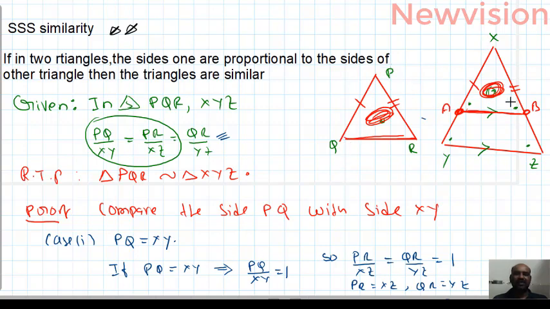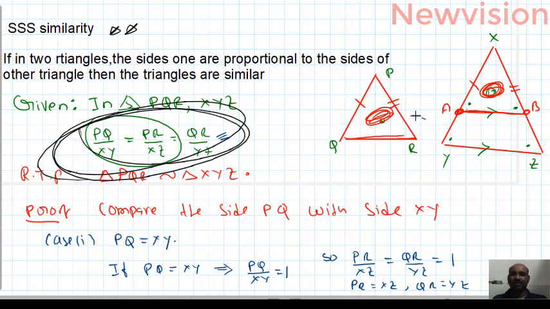If PQ is equal to XY, directly they are congruent, so they are similar. Okay, if PQ is not equal to XY, maybe PQ is greater than XY or PQ is less than XY. If PQ is less than XY, then automatically PR is less than XZ and QR is less than YZ. So I located point A on XY and B on XZ, so that XA equals PQ and XB equals PR. From that I proved that this is parallel to this.